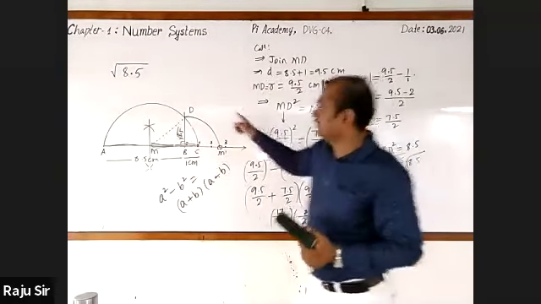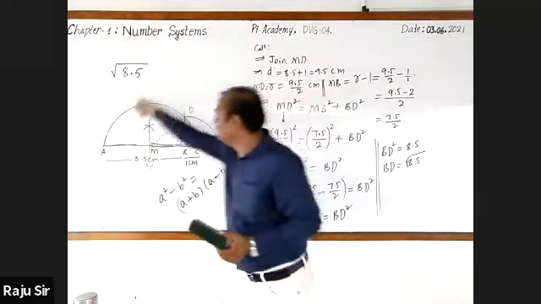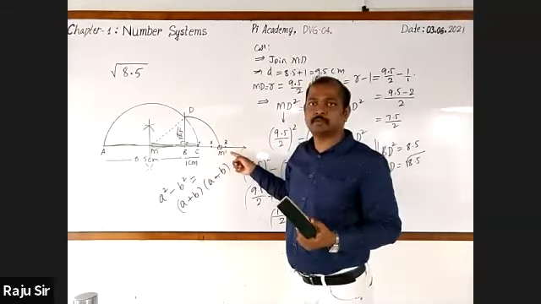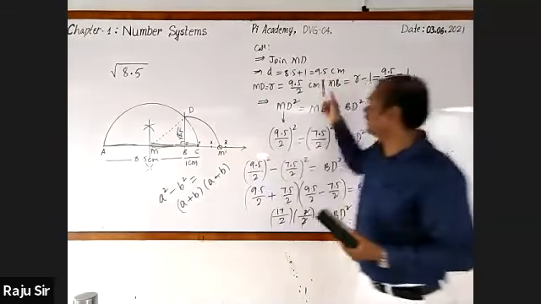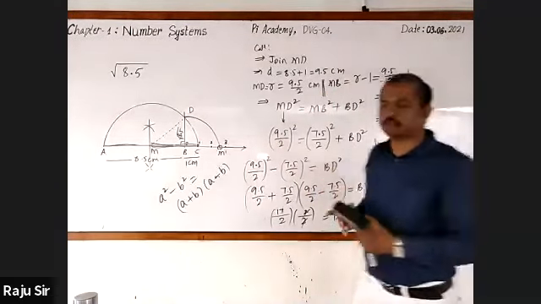If it is asked for 3 marks, this figure, this construction, will be considered for 1.5 marks. Calculation is for 1.5 marks. Total 3 marks.